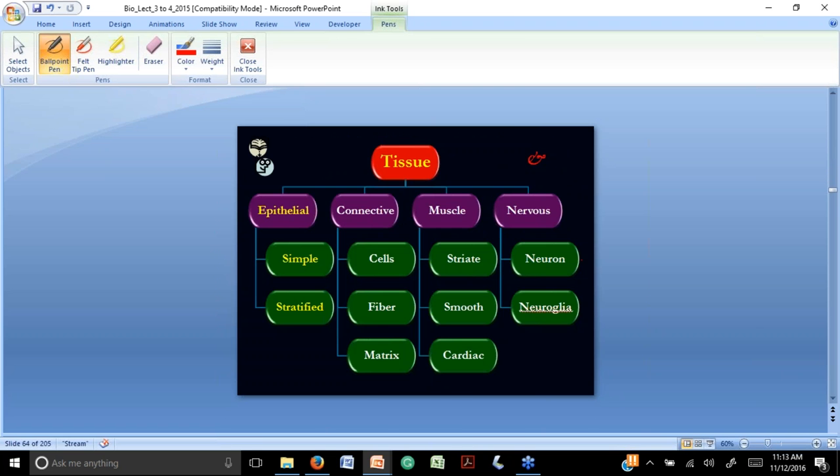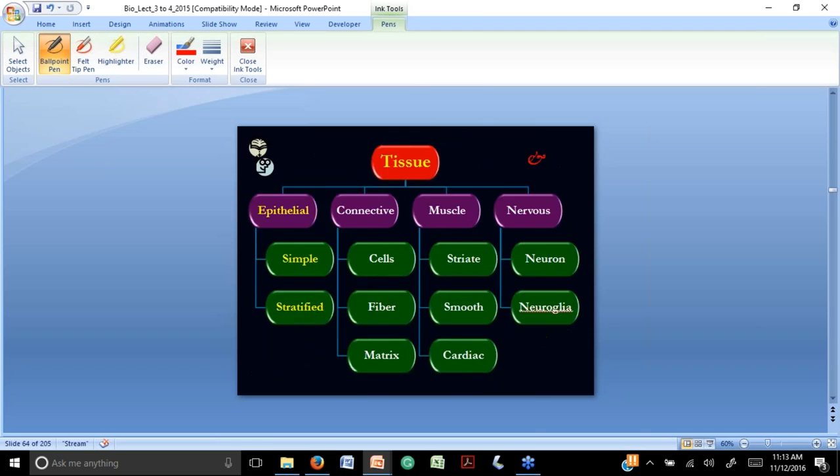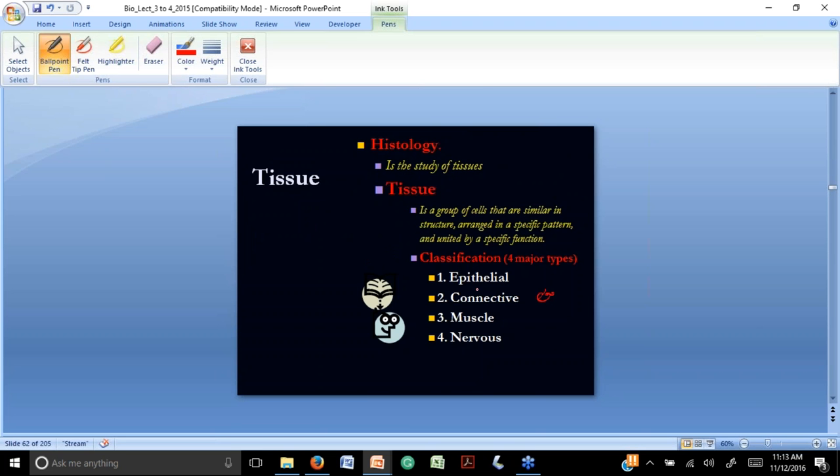About tissues, what I want you to remember is this. First of all, how many types of tissue do we have? We have epithelial, please, epithelial, connective, muscle, and nervous. Period. So four of these are tissues. This is basically why I'm saying that. I have asked many times, and people hesitate to tell me how many types of tissue we have in the body, right? So this is very, very important.